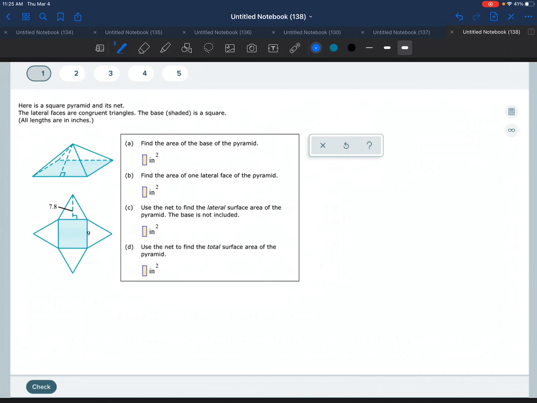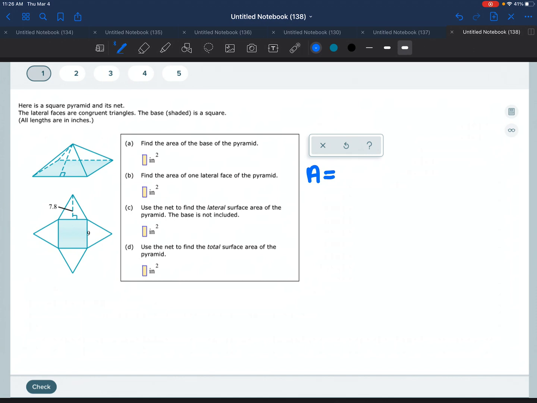All right. Number 1 says, here is a square pyramid. What do we know about the base? It's a square. What do you know about all sides of a square? They're equal. The lateral faces are congruent triangles. The base, which it tells you is shaded, is a square. All lengths are shown in inches. The first thing it says, find the area of the base. Who can tell me how to do that? 9 times 9. Thanks, Deja.